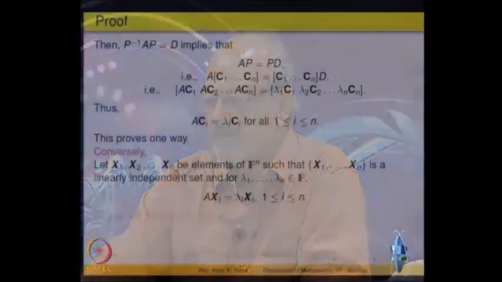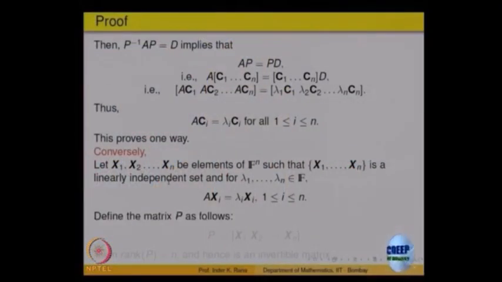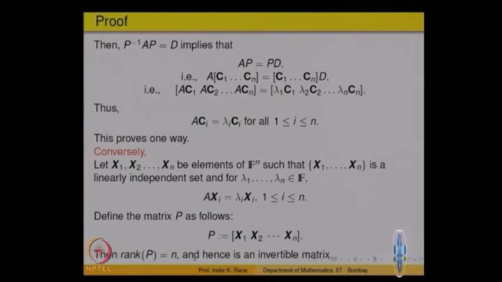So, let us construct the matrix with these as the column vectors. P is defined with these vectors as the column vectors. These being linearly independent, this is invertible. So, the rank of P is n, and it is an invertible matrix.